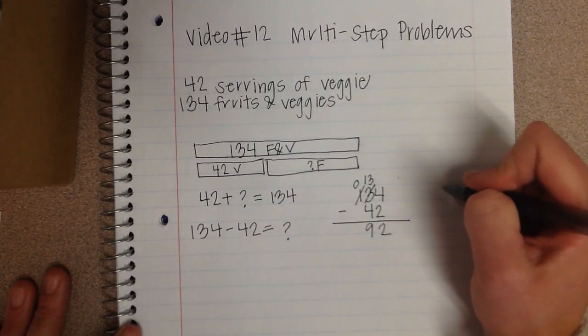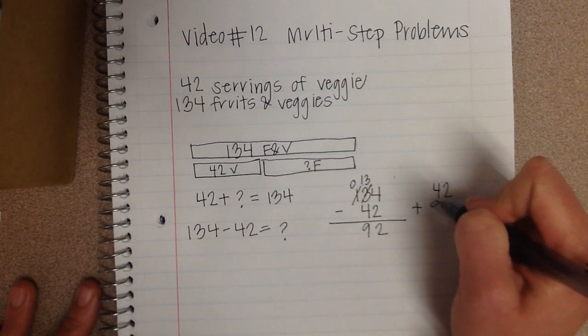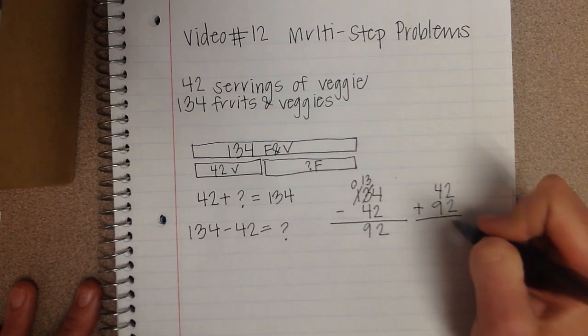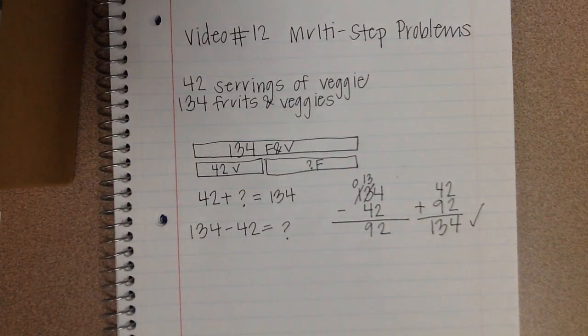So to check my work, I'm going to say 42 plus 92 equals 134. So I got my answer correct. So I would say there were 92 fruits and 42 vegetables.